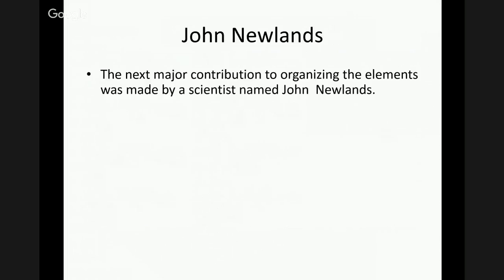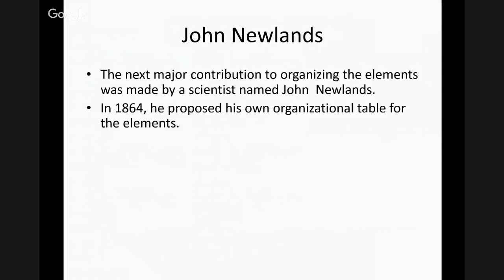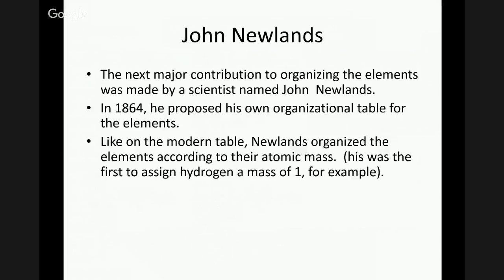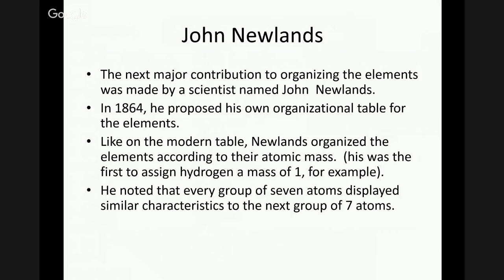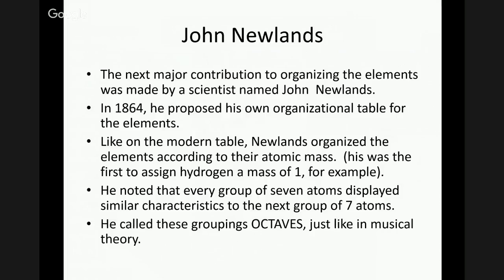This brings us to a fellow named John Newlands. In 1864, he proposed his own organization. Like on the modern table, Newlands organized the elements according to their atomic mass. His was the first to assign hydrogen a mass of 1, for example. But he noticed that every group of 7 atoms displayed similar characteristics to the next group of 7.